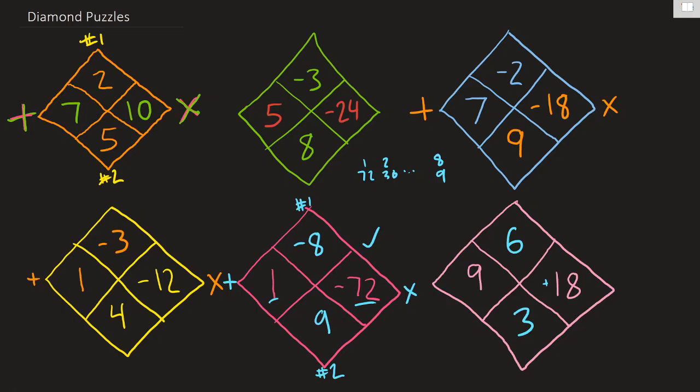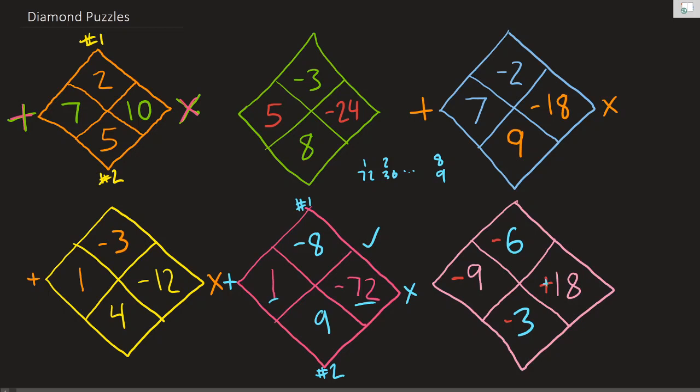Now I want to change this question just a little bit. What if instead of positive 9, it was negative 9? Would this change the question? Well, not really, because to get a positive 18, you either need to have positive 3 and positive 6, which is what we had the first time, or negative 3 and negative 6.